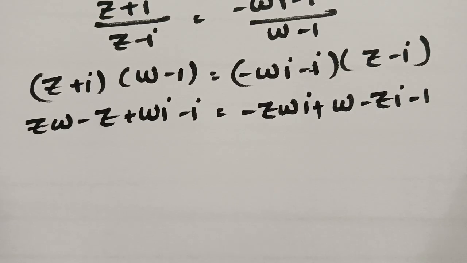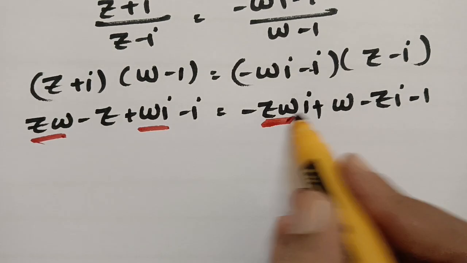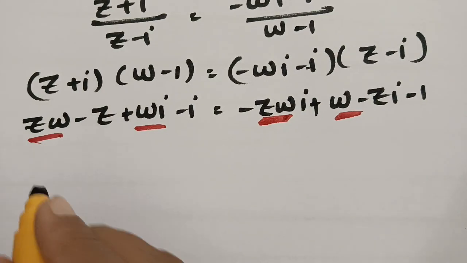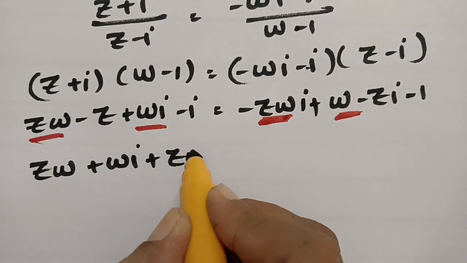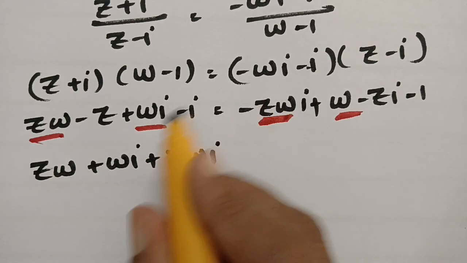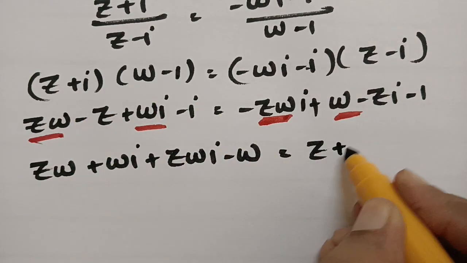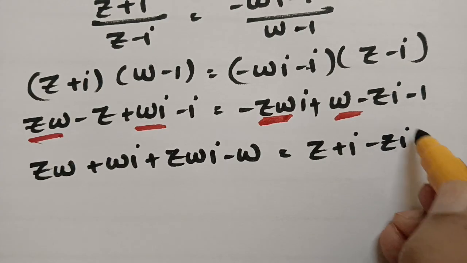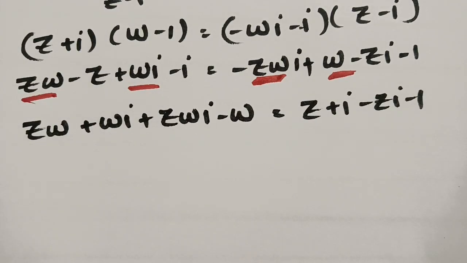See what happens here. So shall I bring all the z values to one side? Z values to one side and see what happens. So w values I'm going to bring to one side and z. I'm going to bring z values to one side, that is zw plus wi plus zwi plus wi minus w, and the rest I'm going to send to the other side, that is z plus i, and this is minus zi and minus 1. See what happens here.